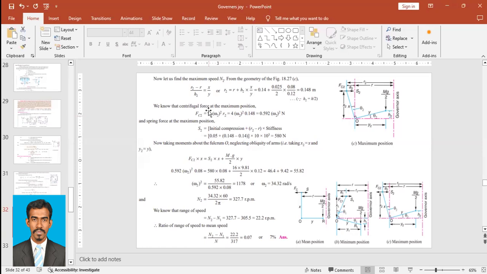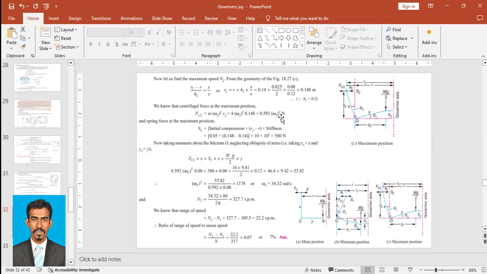So m, which was given in the question, is 4 kilogram, omega 2 squared we have to find, and R2 now we have found as 0.148. So FC2 is equal to 0.592 omega 2 squared. So the centrifugal force at maximum position is 0.592 omega 2 squared.